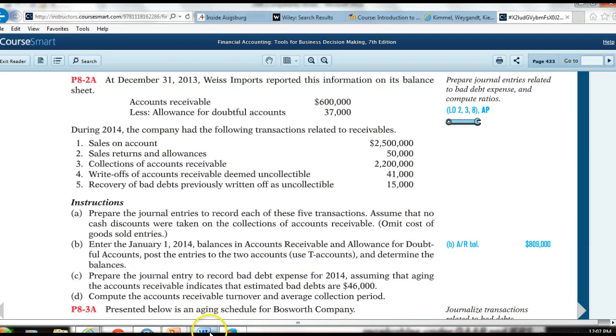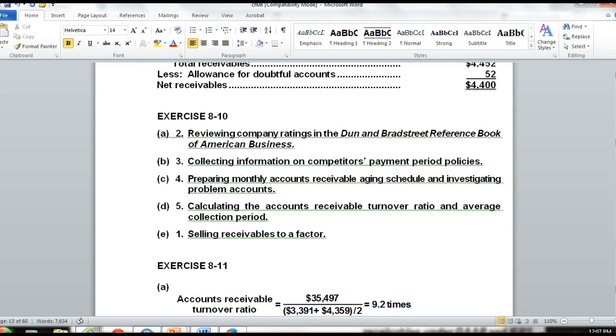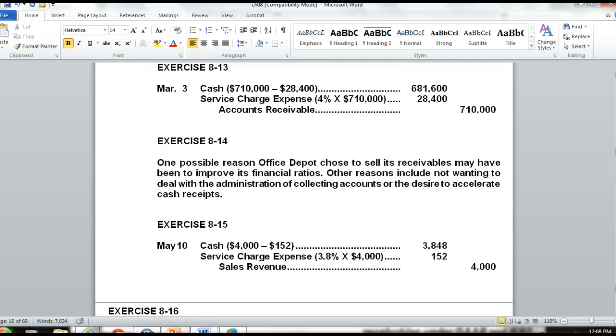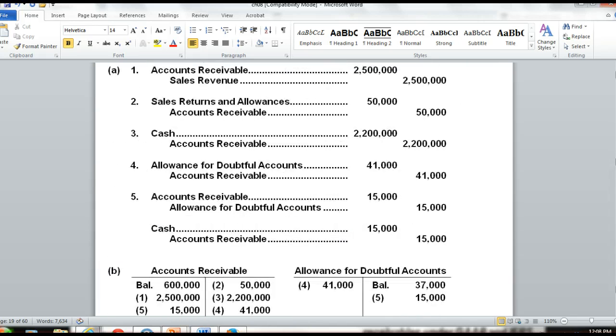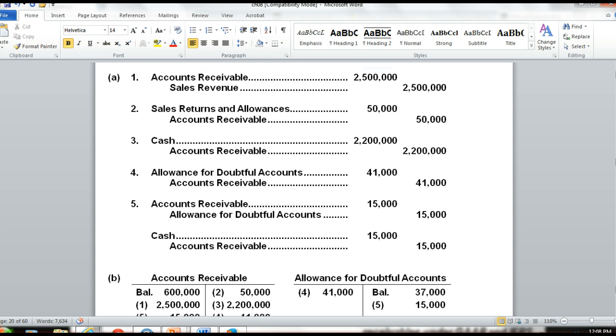As we look here at our journal entries, we'll start with our credit sales. We'll start with a debit to accounts receivable for $2.5 million and show our sales revenues for $2.5 million. Now we had $50,000 returned, so we'll show that as sales returns and allowances and credit our accounts receivable for $50,000. From that, we'll debit our cash to show what's collected, $2.2 million, and credit our receivables of $2.2 million.